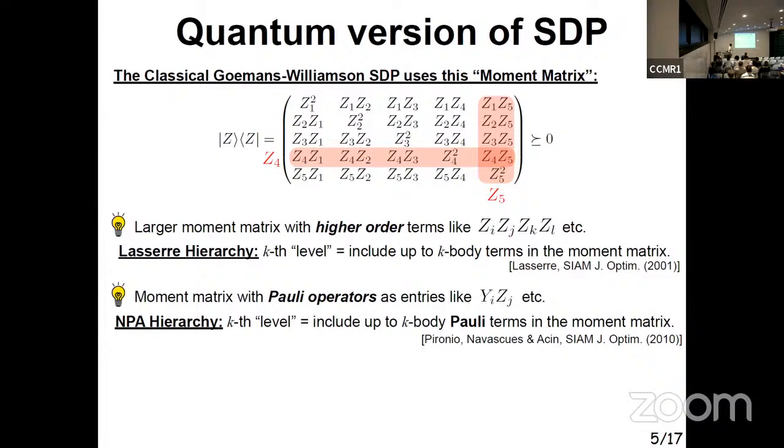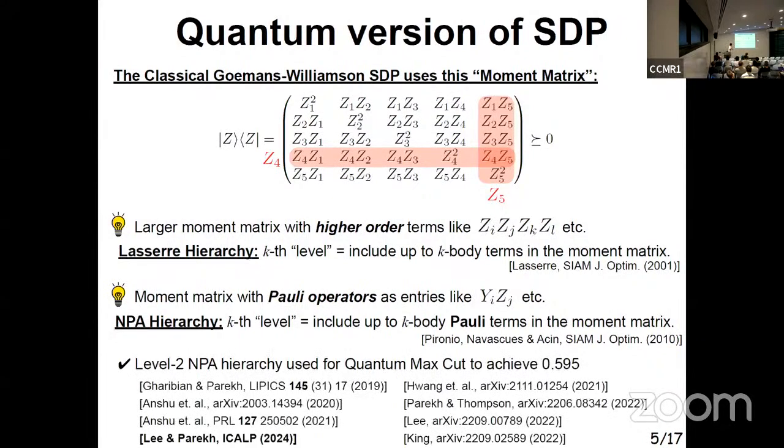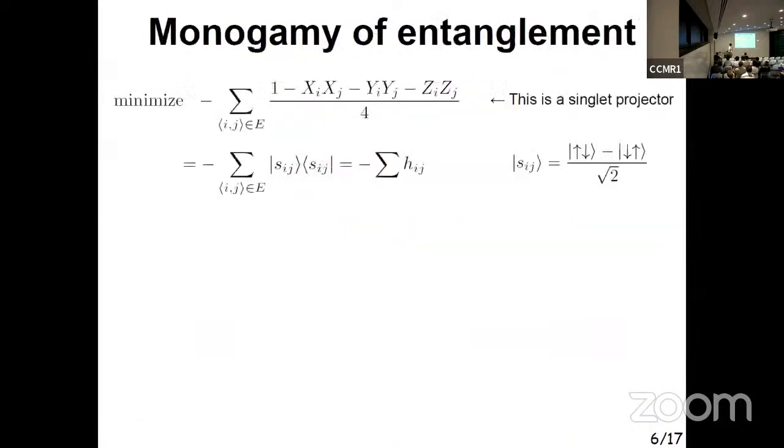For level 2, we're going to have things like X1 Z2 and terms like that. That corresponds to another quantum hierarchy, which is called the NPA hierarchy, and it's based on the Paulis. People have been thinking about using this quantum NPA hierarchy for the quantum max cut, and people have gained nice bounds for the approximation ratio. But what I'm going to explain now is that this hierarchy itself doesn't really suit the problem we are trying to tackle. Or rather, we have a more natural hierarchy.